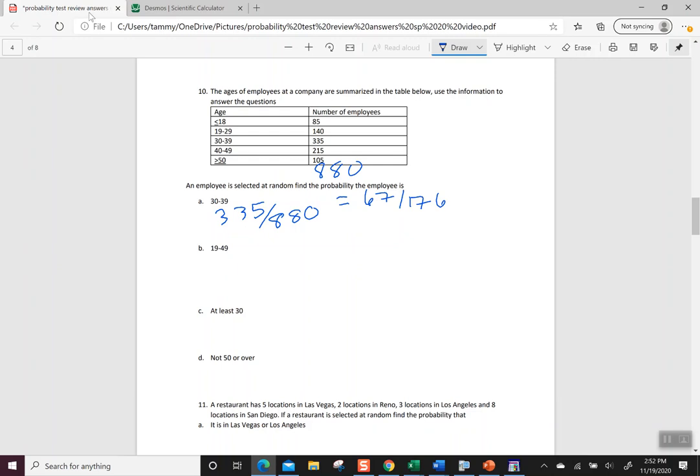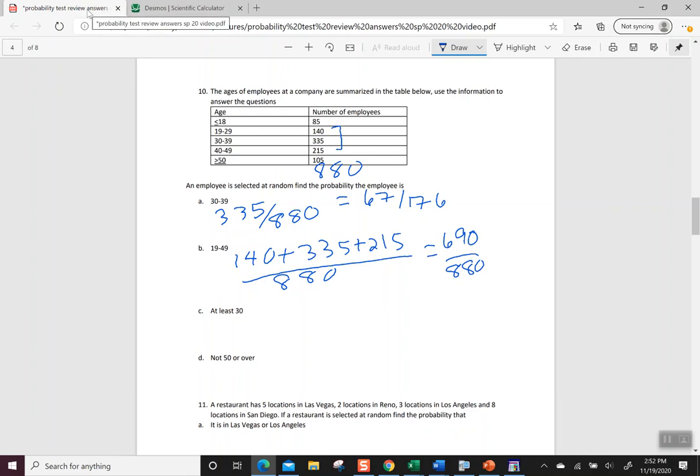Okay, then the next one says 19 to 49. So 19 to 49, that's a bunch of them. So it's the 140, it's the 335, and it's the 215. So let's write that 140, 335, and the 215, still over 880. So if I add 140, 335, and 215, we get 690 over 880.